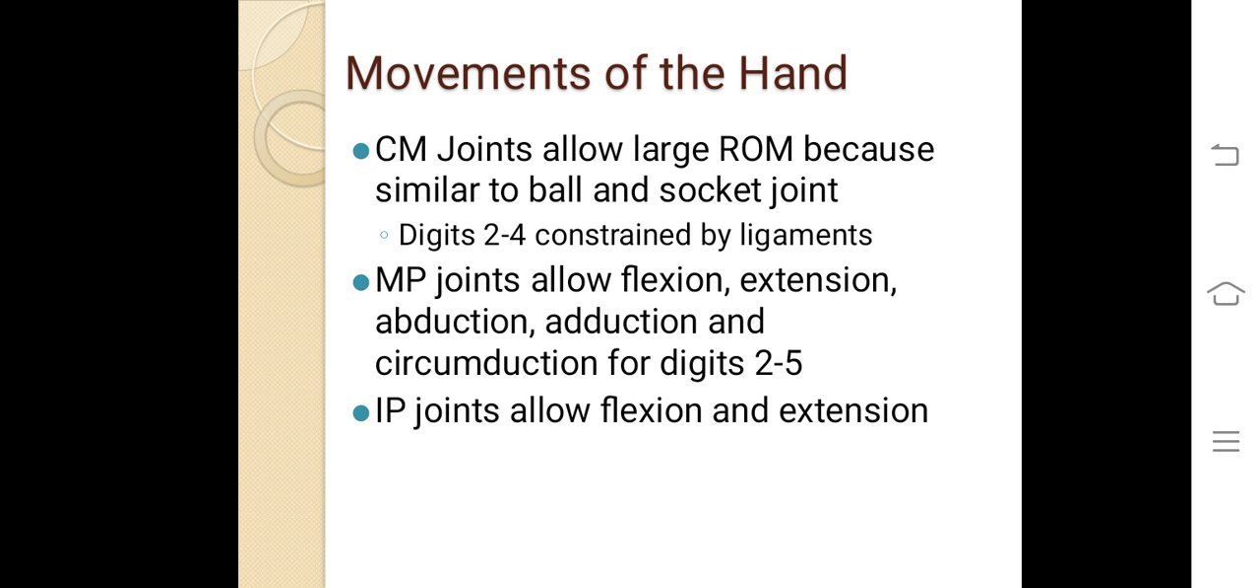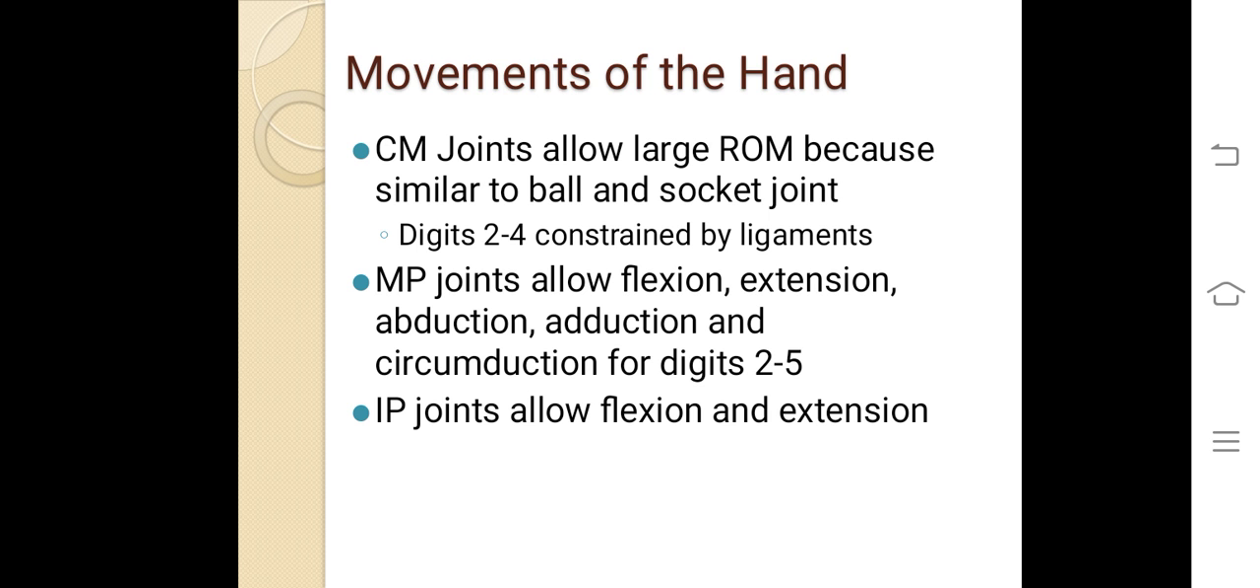Movement of the hand. The carpometacarpal joint of the thumb allows a large range of movement similar to that of the ball and socket joint. Motion at carpometacarpal joints 2 through 4 is slight due to constraining ligaments, with somewhat more motion permitted at the fifth carpometacarpal joint.